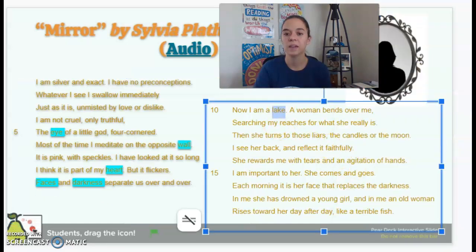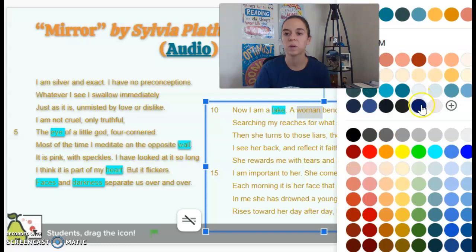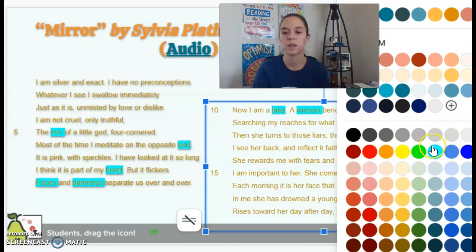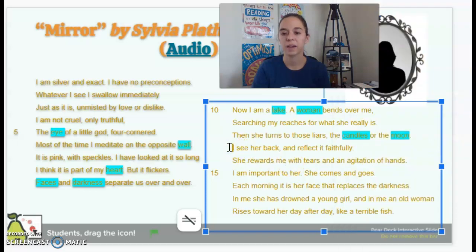Now I am a lake. Interesting. I'm going to say lake for this. A woman bends over me, searching my reaches for what she really is. I think it's important that she chose a woman here and not something else. Then she turns to those liars, the candles or the moon. Both of those, I think, are symbols. I see her back, and I reflect it faithfully. She rewards me with tears and agitation of the hand. Tears could be a symbol for something.